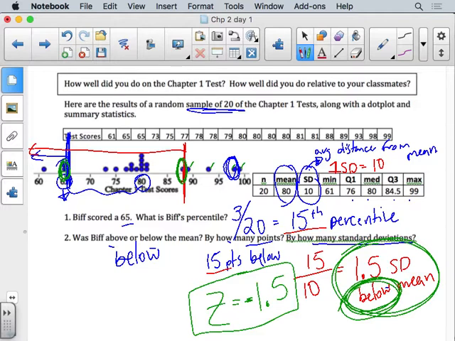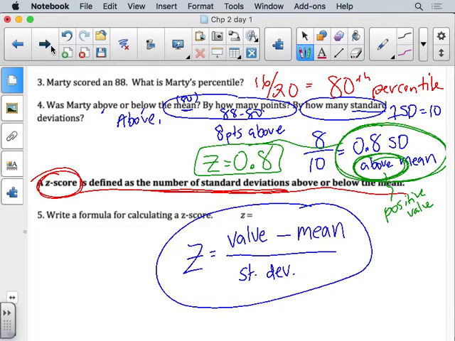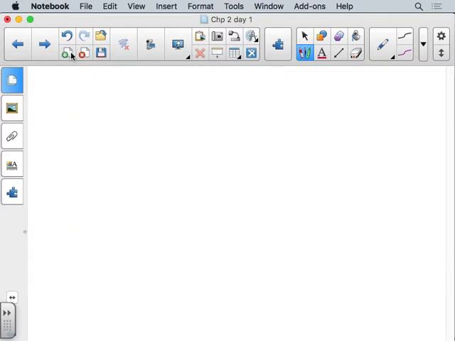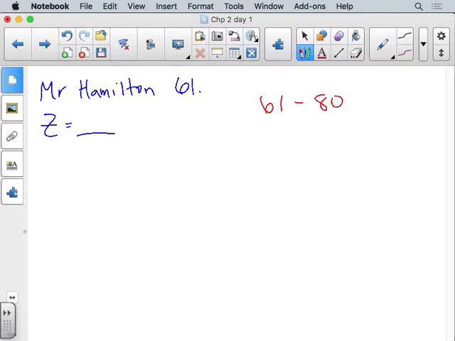Let's do this low number. So maybe I'll embarrass myself here. So the 61. Let's make up an example on your page, in your empty space. Let's say that Mr. Hamilton scored a 61 on the test. What is his z-score? And what does it mean? What's the interpretation? Okay, so the z-score would be my value minus the mean divided by the standard deviation.